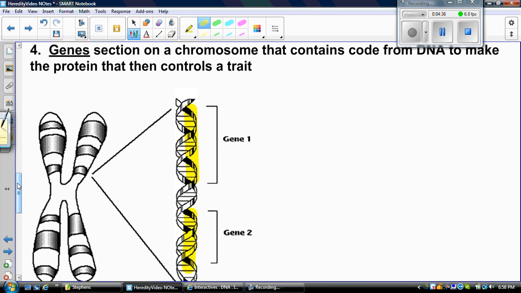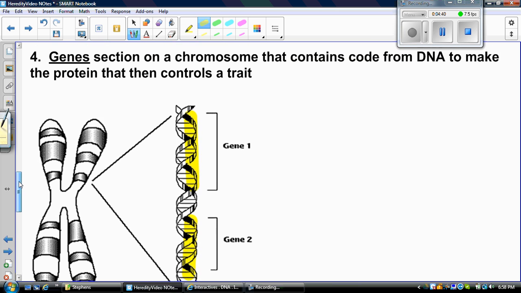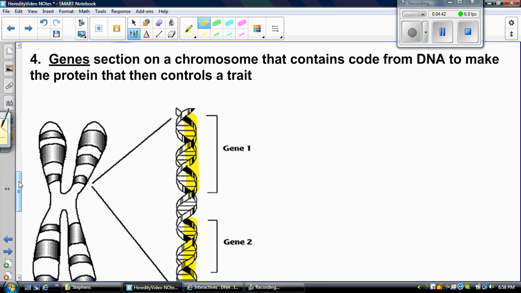So that is what a gene is. It's a section of your chromosome that contains the code from DNA to make the protein that controls a trait. And a trait is something like blue eyes, your skin color, your hair color. Those are examples of traits.